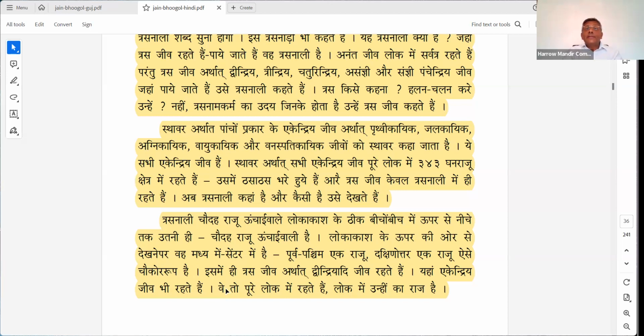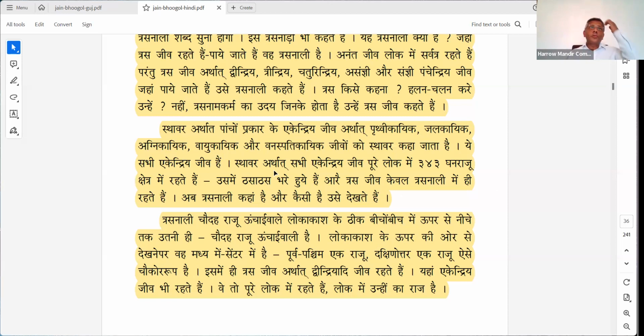So there are one sense beings which are found throughout the tran lok. Throughout the lok is the one sense. If we go to the second paragraph: athar pancho prakar ke ekendriya jiv, prithvi kaik, jal kaik, agni kaik, vayu kaik aur vanaspati kaik jeevon ko sthavar kaha jata hai. Just one second, I've got this phone ringing. पृथ्वी कायिक, जल कायिक, अग्नि कायिक, वायु कायिक, वनस्पति कायिक जीवों को स्थावर कहा जाता है. ये सभी एकेंद्रीय जीव है. Sthavar. So you can call them ekendriya jeev or sthavar jeev.